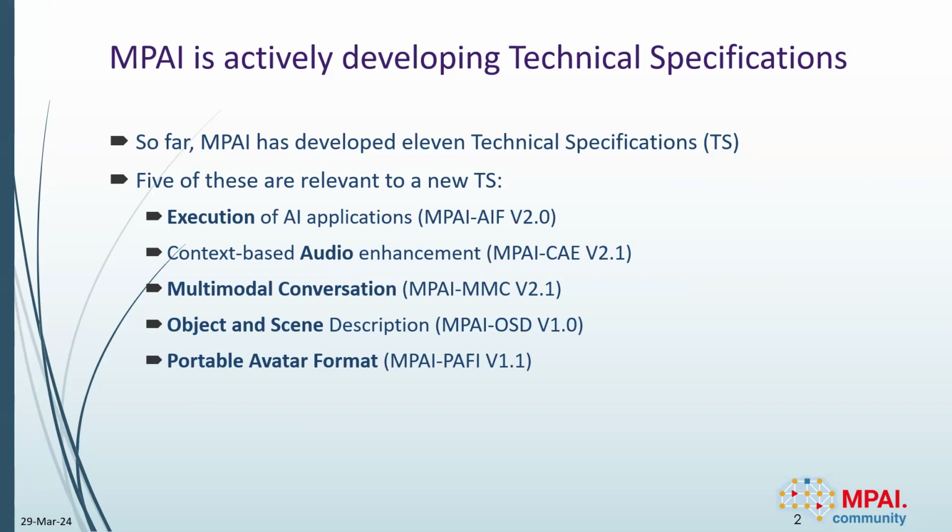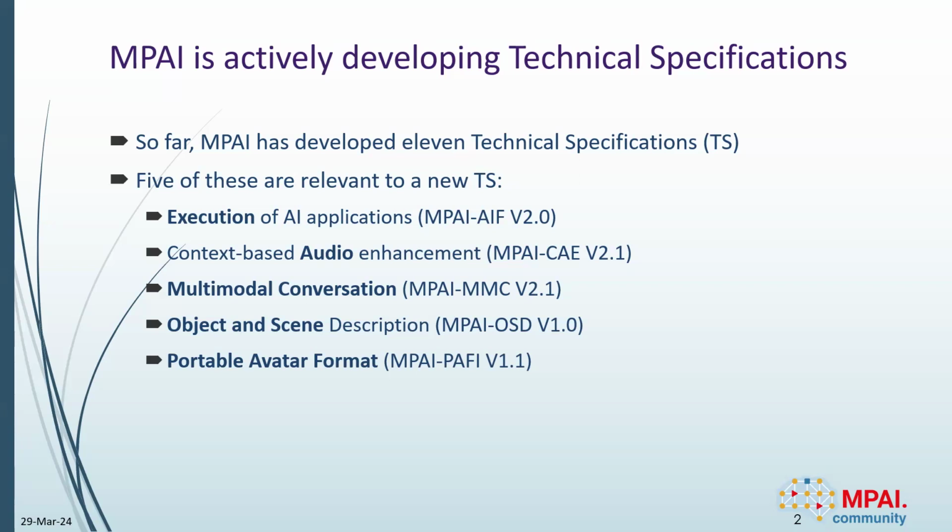The first listed here specifies a general framework for combining artificial intelligence modules. The AI modules themselves are called AIMs, and the framework for combining modules is the Artificial Intelligence Framework, or AIF. 4 of the earlier specifications related to our new one are listed here.